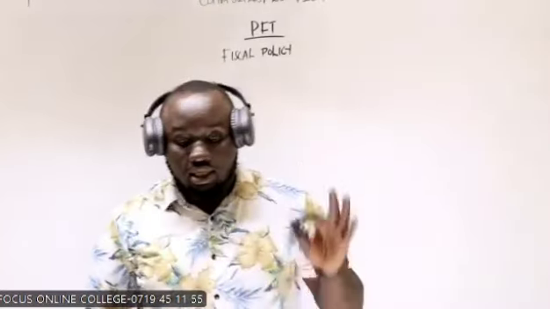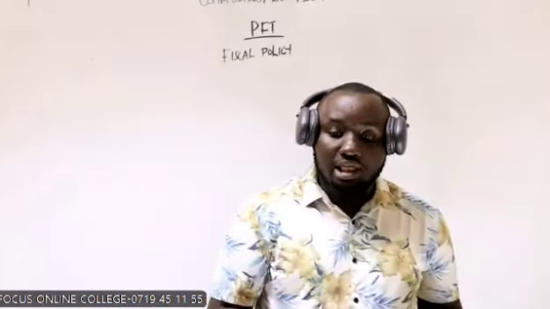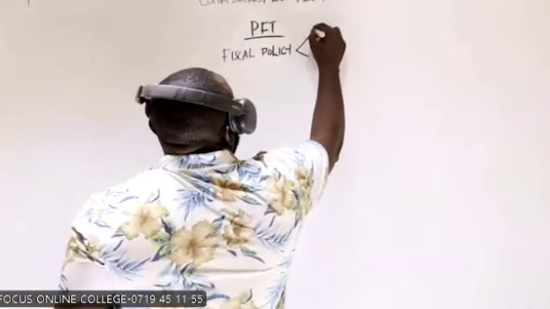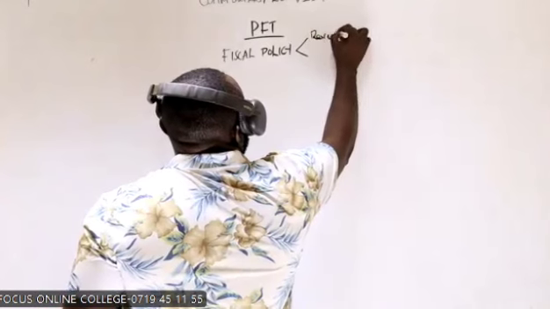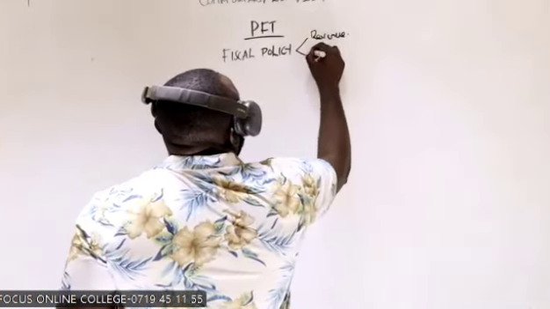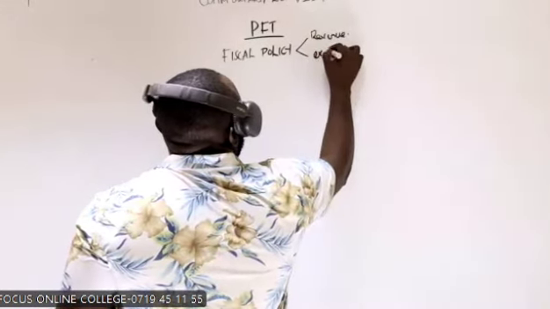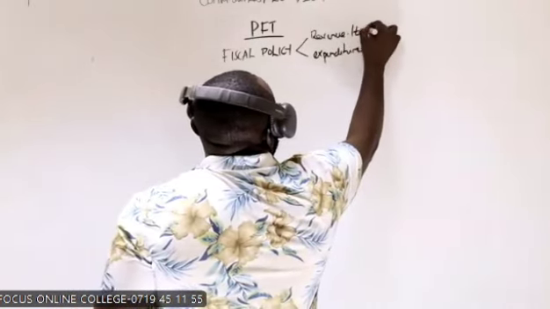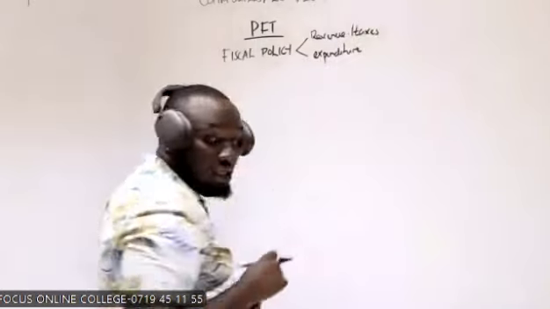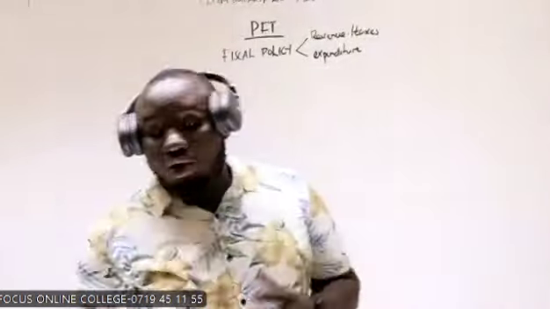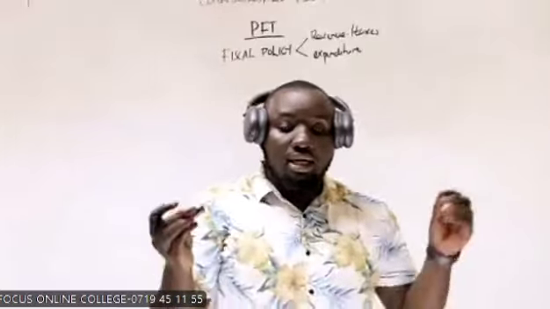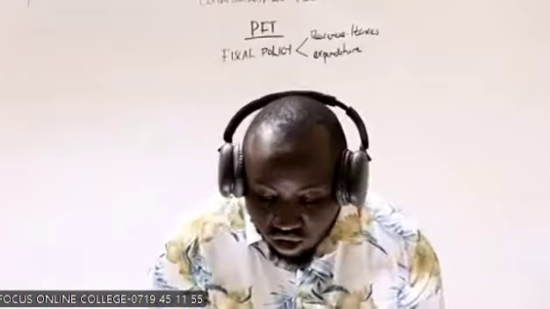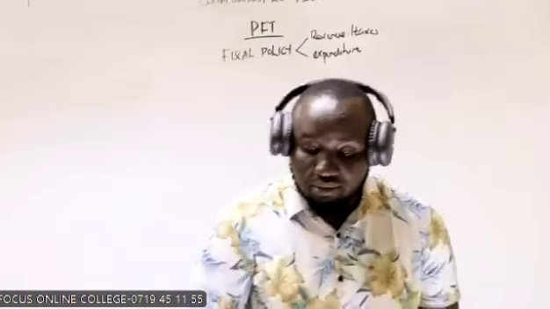Fiscal policy basically touches on two aspects: revenue and what we call expenditure. When you talk about revenue, this is the taxes. And as we're doing that, we say how the government uses the revenue, the taxes, to control the economy.